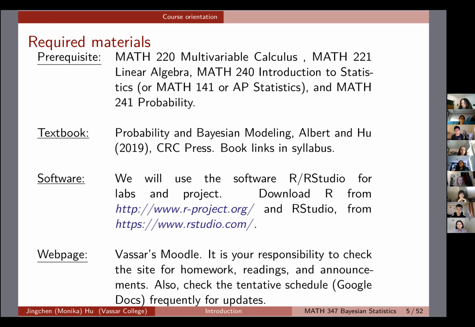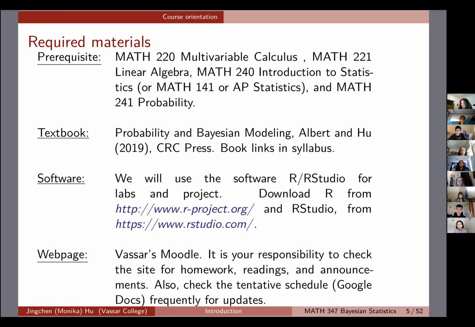The web page, the main one, is Vassar's Moodle. For the non-Vassar students, once you have access, you will see the whole structure. Overall, we have different chunks of different topics, and within each, you will see homework, readings, labs, instructions, and everything. Also, I share with you the tentative schedule on a Google Doc, so please check that often for any updates.